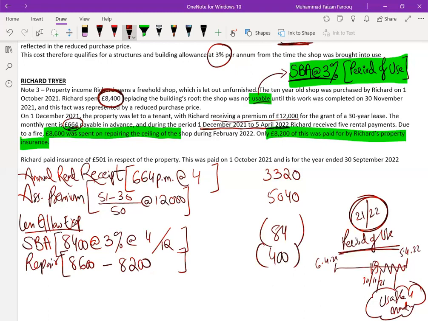He paid only 400. How, sir, 400? You can see, he paid 8,200. He got reimbursed. If he got reimbursed, means this is not from his pocket. From his pocket, only 400. And the last, he paid an insurance of 501. That's simple, and we get property income, which is the answer.